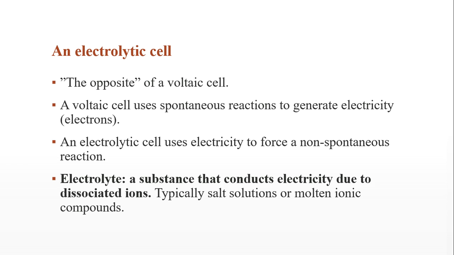Often when you talk about the electrolytic cell, you talk about the main component, which is an electrolyte. That's a substance that conducts electricity due to the dissociated ions. So typically we have salt solutions, or sometimes we have molten ionic compounds at very high temperatures. And that's an electrolyte in chemistry.